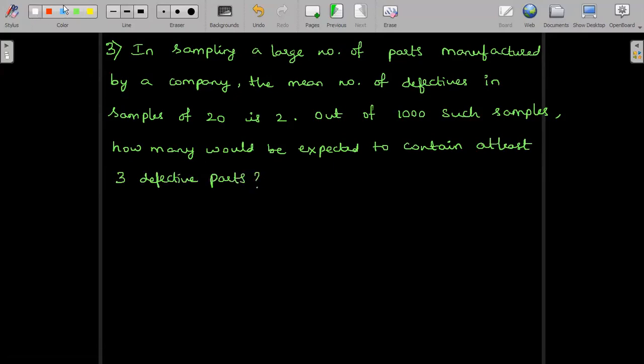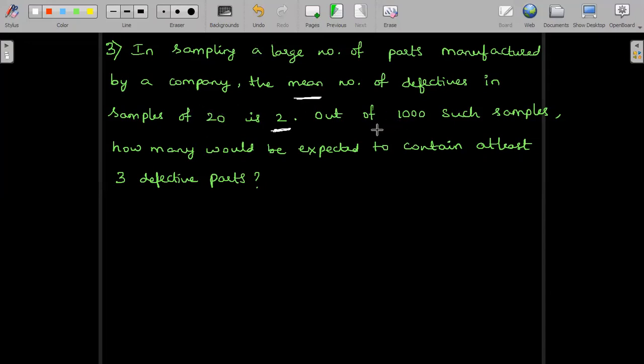So the question is something like this. It says that in a sample of a large number of parts manufactured by a company, the mean number of defectives in samples of 20 is 2. So mean is given as 2. We don't have the question in the direct form. The probability of success or failure is not given to us directly. So it is mentioned with the mean number of defectives in the sample. And we are taking a sample of 20, which means n is equal to 20 for us.